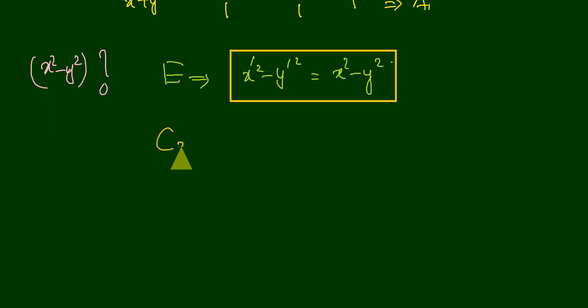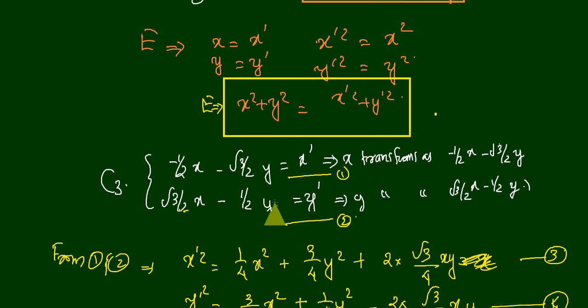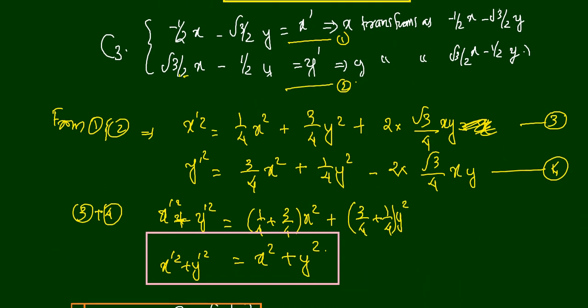During C3, what happens? What will happen to this when C3 takes place? We already have the equations for that. The equations for what happens to x and y when C3 takes place, our equations 1 and 2, are already here. During the C3, x transforms like this and y transforms like this. So we have to find out x dash square and y dash square. We have the equations for that, 3 and 4. So we take 3 and 4 and subtract 4 from 3. I have written 3 and 4 again below. Okay, these are 3 and 4.